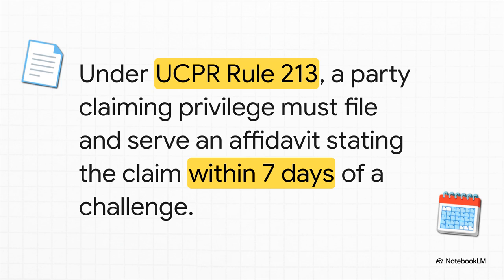Remember that, Rule 213. They have just 7 days to file and serve an affidavit spelling out exactly why they are making the claim. And for Crown claims, this isn't sworn by some junior public servant. It has to be a minister or the head of the department. That's how serious this is.